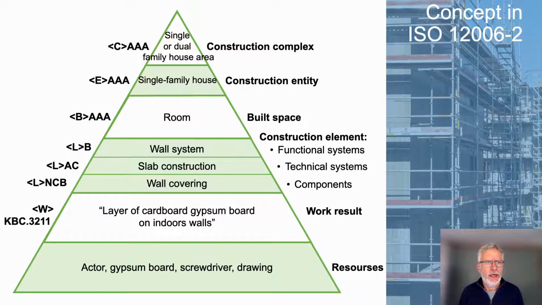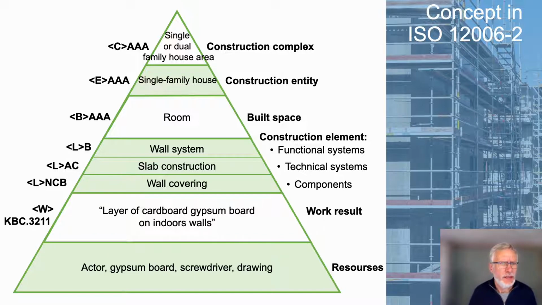And yet another way of describing the concepts of this ISO standard. Some examples. You start at the top with single or dual family house area as a construction complex. You have the single family house, which has rooms. And as you see, all of these are coded AAA. And in brackets you have codes for showing what table we're in. So B is for built space, E is for entity, C is for construction complex, and so on. And then the built space is made up of construction elements, starting with functional systems, technical systems, and components.